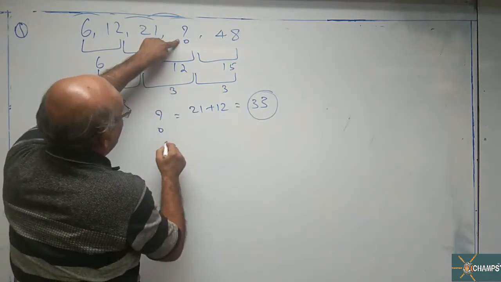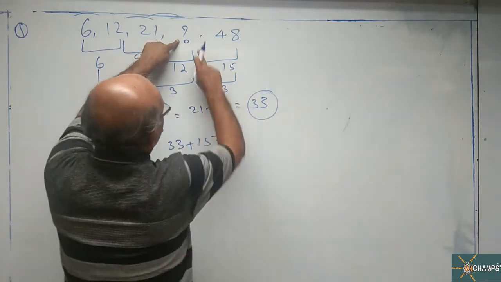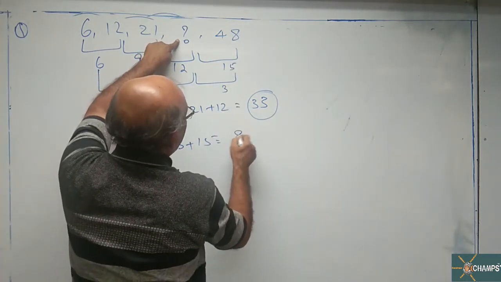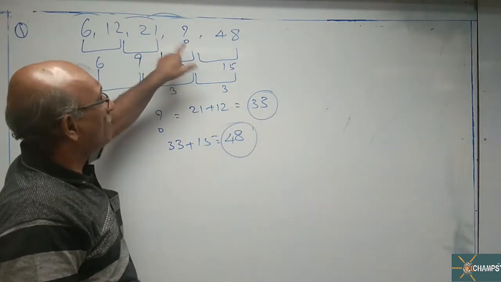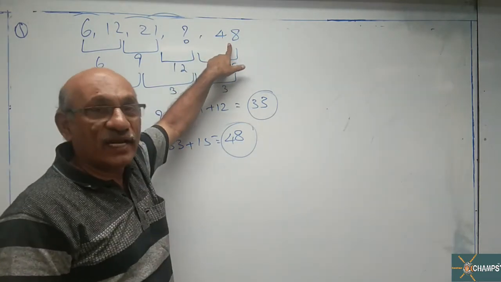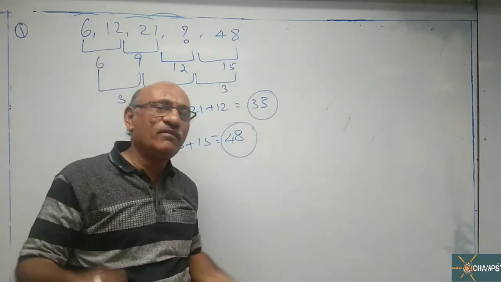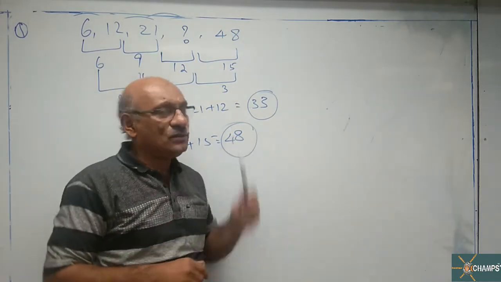Let us see. 33 plus 15, 48. Next number I am getting or not? With this assumption, after finding the question mark, using this difference, I generated the next term also. It means whatever may be the logic generated by me, it is correct. Okay? Note down the solution.